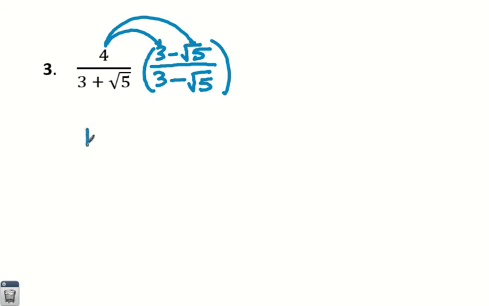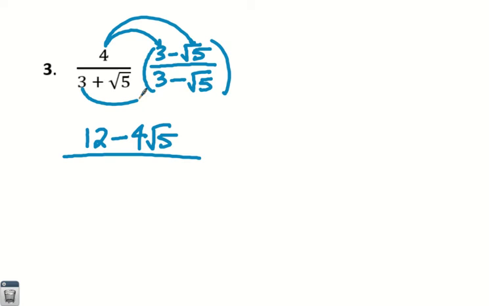So 4 times 3 is 12, and 4 times negative root 5 is just going to be minus 4 root 5. And so that's my numerator there. I guess I haven't said this yet: for some reason it's okay if there's a square root in the numerator, just not the denominator. Double standards. But here's what happens on the bottom. You got this binomial times this binomial, which isn't that going to be FOIL?